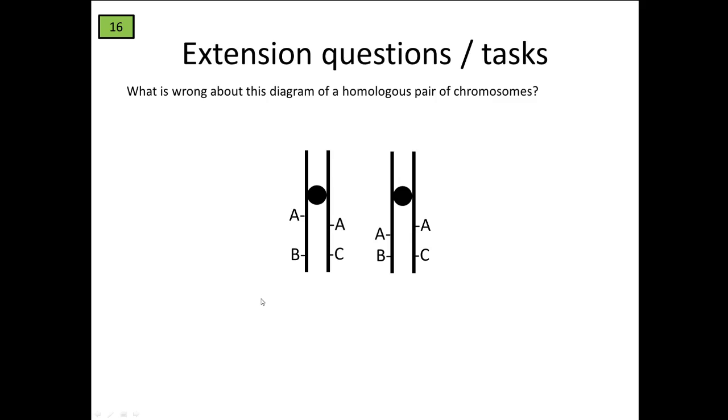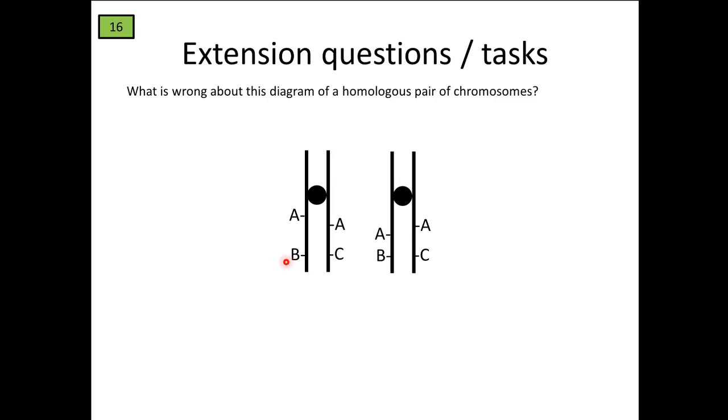Interesting. Right, so what is wrong? Extension questions, task. What is wrong about this diagram of a homologous pair of chromosomes? So they're a homologous pair. What can I say about gene A? Well, it's here on this one, but on the identical copy, it's lower down, and genes have a specific locus. So that's not possible. Gene A has the same locus on both chromosomes. It's in the wrong place.